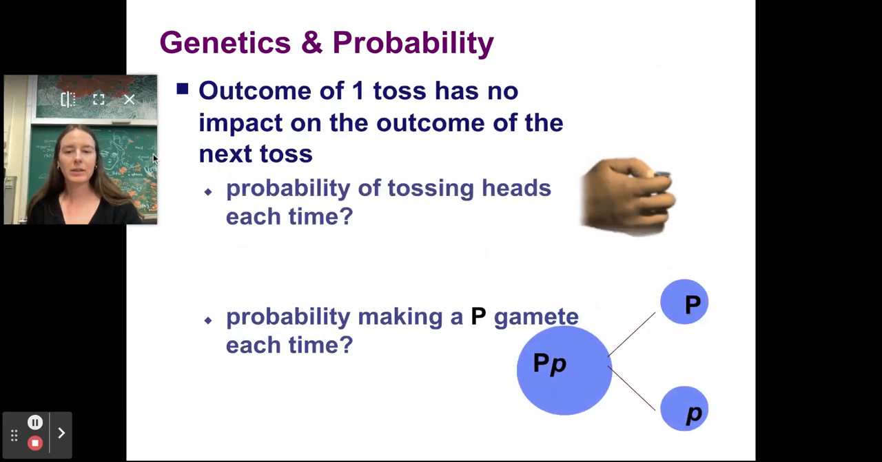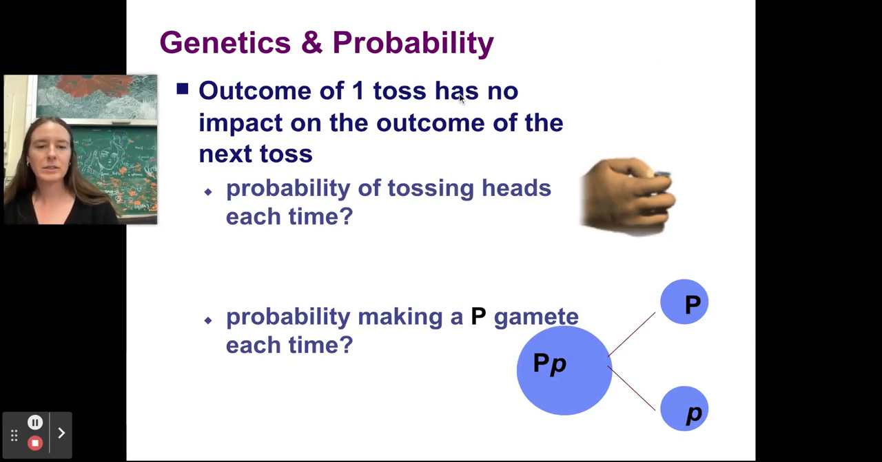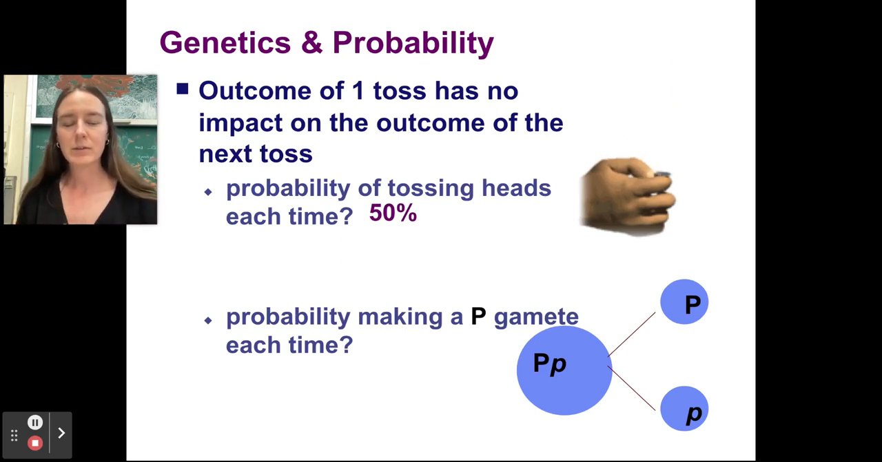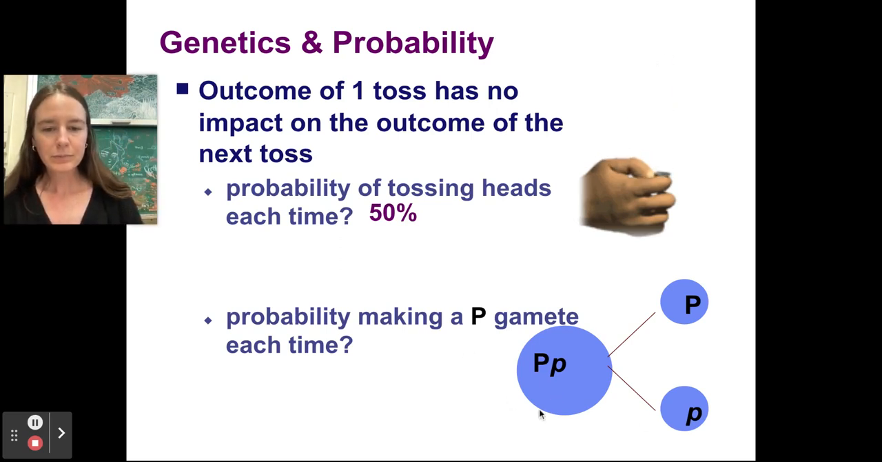Now, we can think about this in the same way that we would think about tossing a coin. Here's the kind of probability law that you need to know. When you're tossing a coin and you get heads or tails, that outcome doesn't have any impact on the next toss. So if you toss a coin and you want to know the probability of getting heads, and let's say you do get heads, that result is not going to affect it if you were to flip it again, right? So the probability of tossing heads each time is 50-50. It's random. In the same way here, we're looking at the possibility of making a p gamete each time.